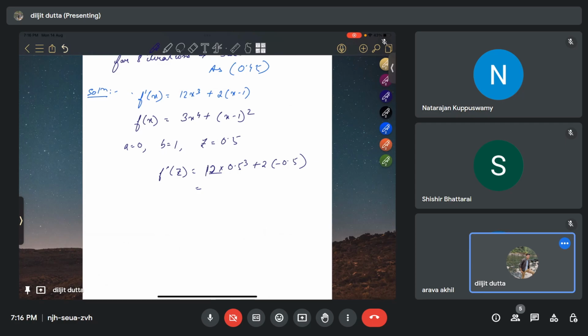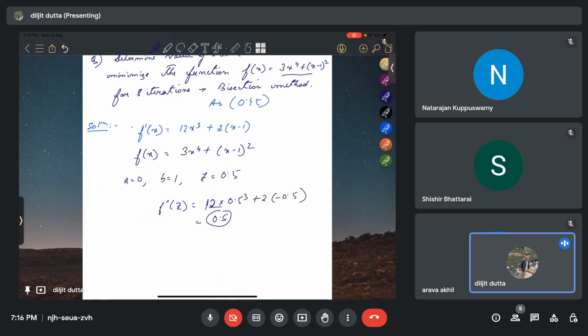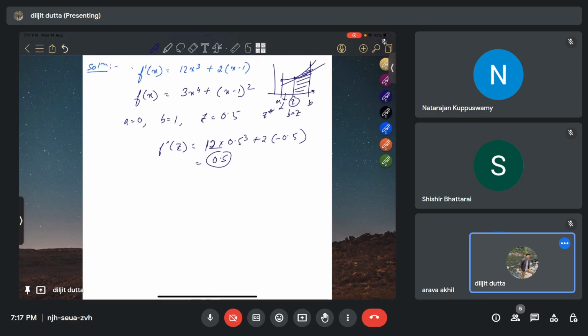Into 0.5 q plus... so this value comes as 0.5. Now f dash z is greater than 0. What we have seen in the bisection method, suppose it is a, now f dash z is greater than 0, so we can eliminate this region, and we will take the new b equal to z, and then we will take a initial, then in the second iteration we will get the z star or z1. Okay, so this is the first iteration.